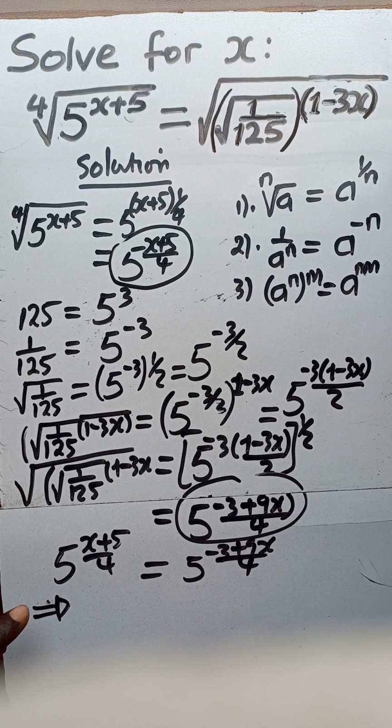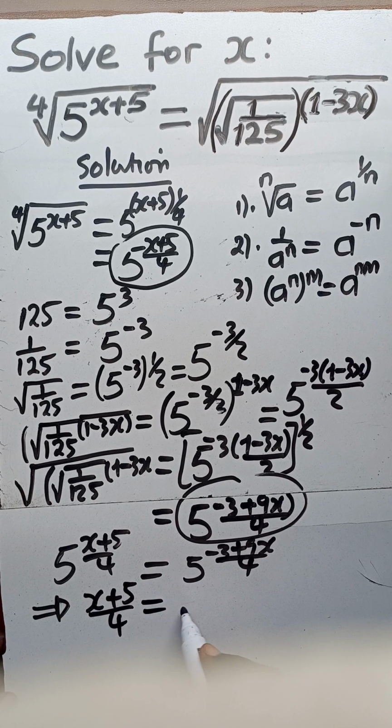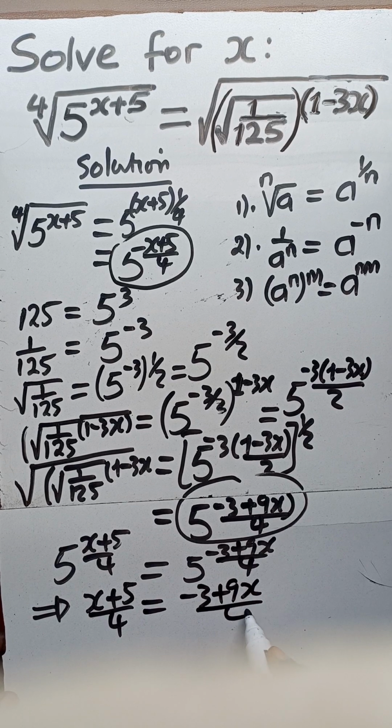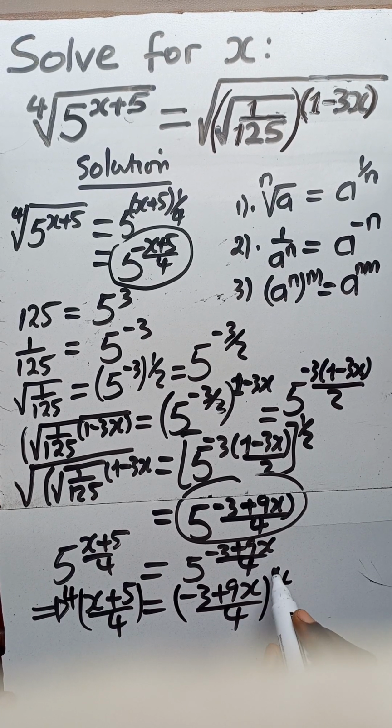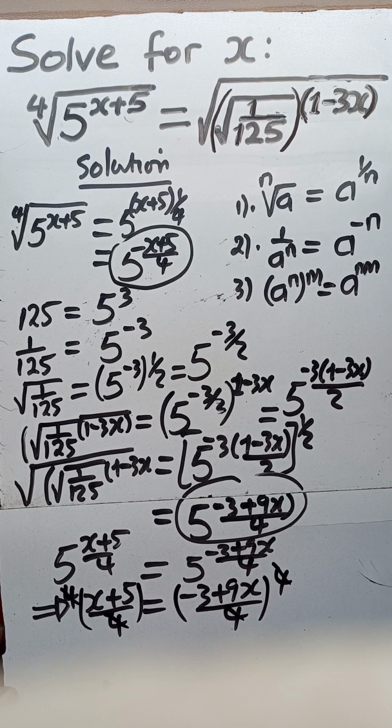So we are using that fact for perfect equality. The bases are equal, so we have the right to equate the powers. So we have x plus 5 all over 4 equal to negative 3 plus 9x all over 4. From here, if we multiply both sides by 4, this 4 cancels out. And so we are left with x plus 5 is equal to negative 3 plus 9x.